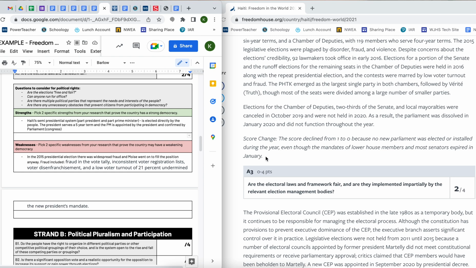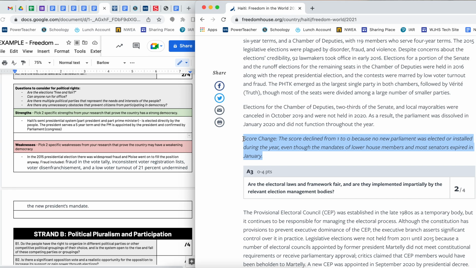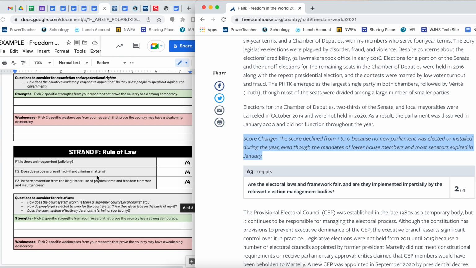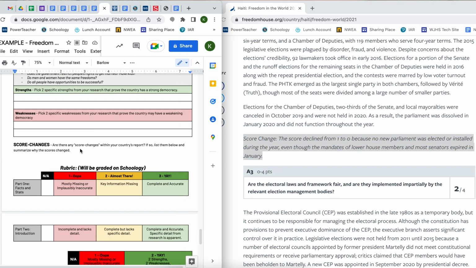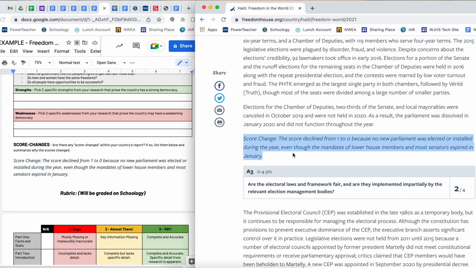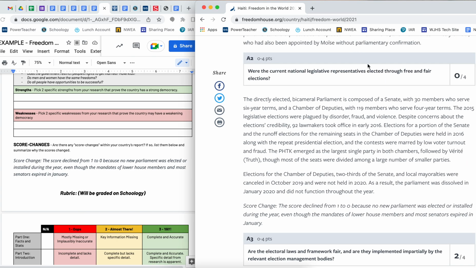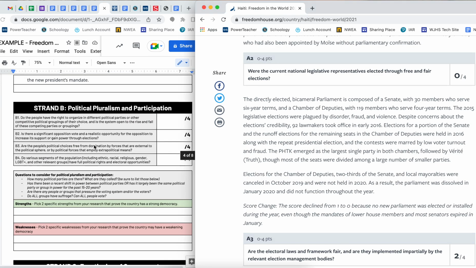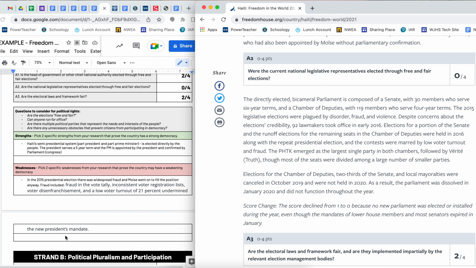Now, special note, it says here score change. If you have any score changes, copy and paste them. At the bottom of your notes, it says score changes. You will want to keep track of what scores here because these are some of those big things that are really important. So it says the score declined from 1 to 0 because no new parliament was elected or installed during the year, even though the mandates of lower house members and most senators expired in January. So it sounds like there hasn't been a peaceful transition of power, which is why this is a 0 out of 4. Now, again, would that be a strength or a weakness? That would be a weakness for strand A, and so I may want to add that here.